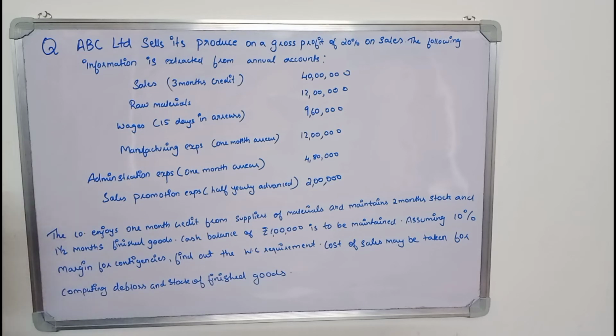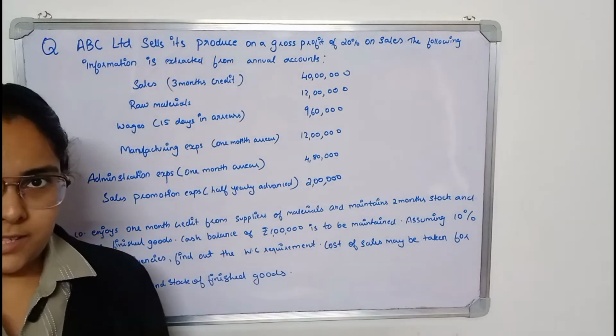The company enjoys 1 month credit from suppliers of materials and maintains 2 months stock and 1.5 months finished goods. Cash balance of rupees 1 lakh is to be maintained. Assuming 10% margin for contingencies, find out the working capital requirement. Cost of sales may be taken for computing debtors and stock of finished goods. So this is the question.